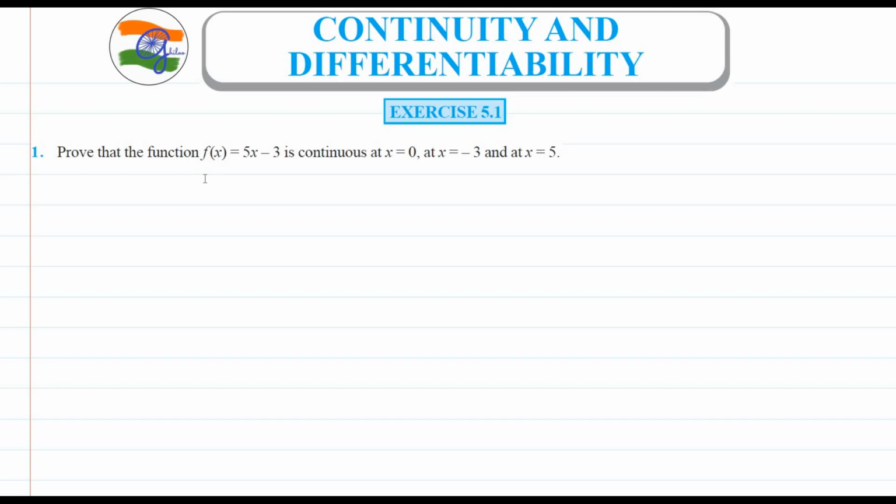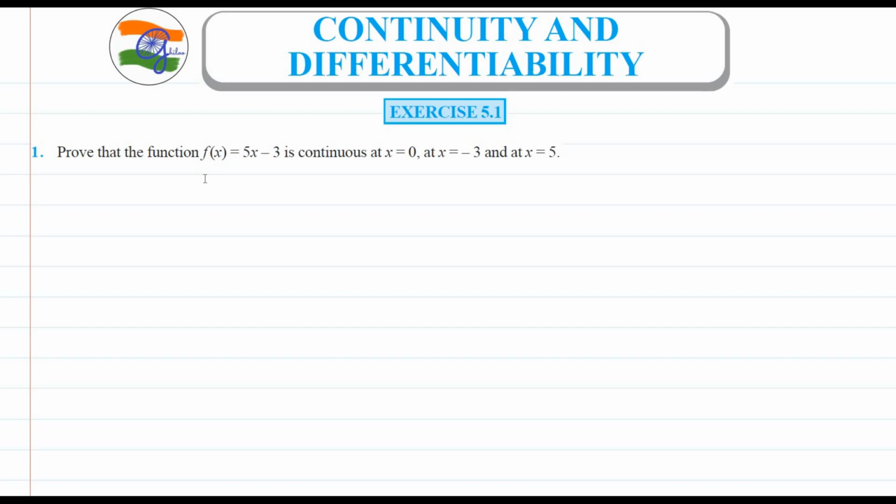It serves as an important part in Class 12 NCERT Mathematics. Now you have had a touch of it in Class 11. Here it is in a much extended and broad sense. So exercise 5.1 starts with proving that the function is continuous or discontinuous at some points.